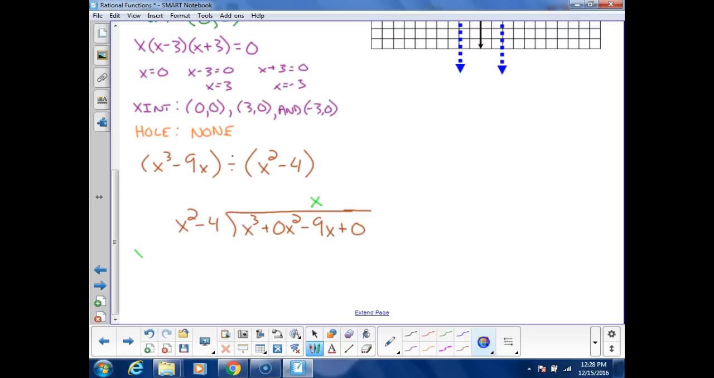Okay? So then that gives me x cubed minus 4x. What do I do with the signs? Change them. So that gives me negative 5x. Is there any way that I can make x squared become negative 5x? No. So then that's just going to be my remainder, right? Okay. So this then is plus negative 5x over x squared minus 4.